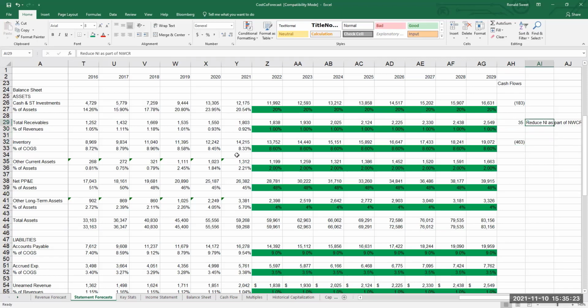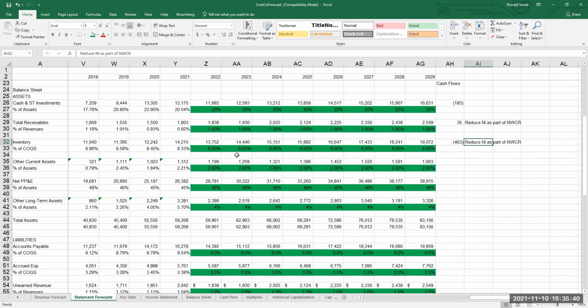Same thing here. We're going to reduce it, actually increase it. Our inventories are actually falling from 14 billion to 13 billion. So that's actually going to increase our net income. We're going to say reduce it by negative 473.